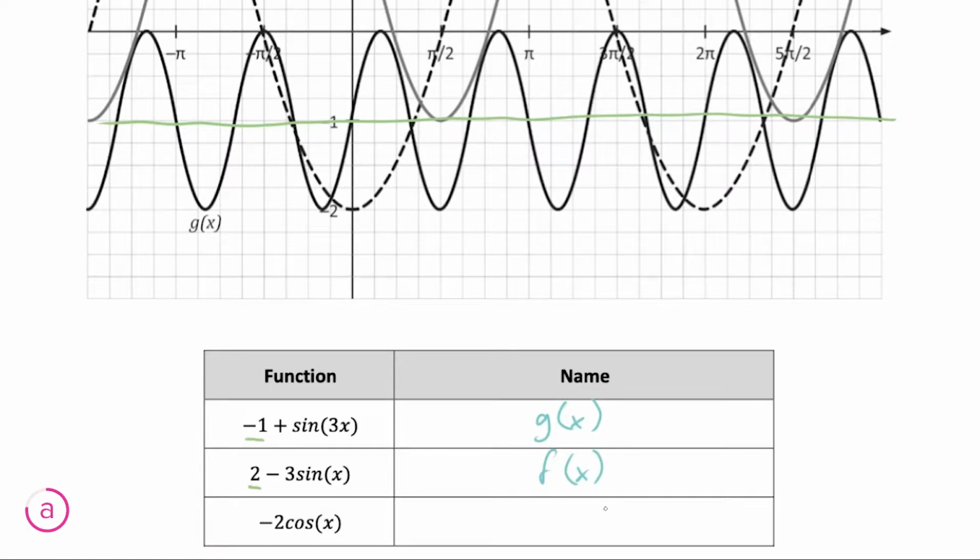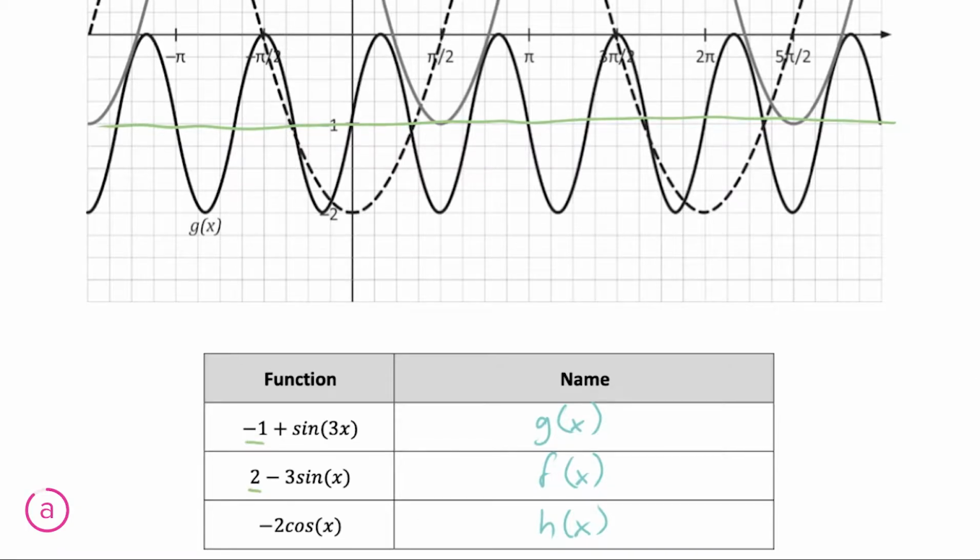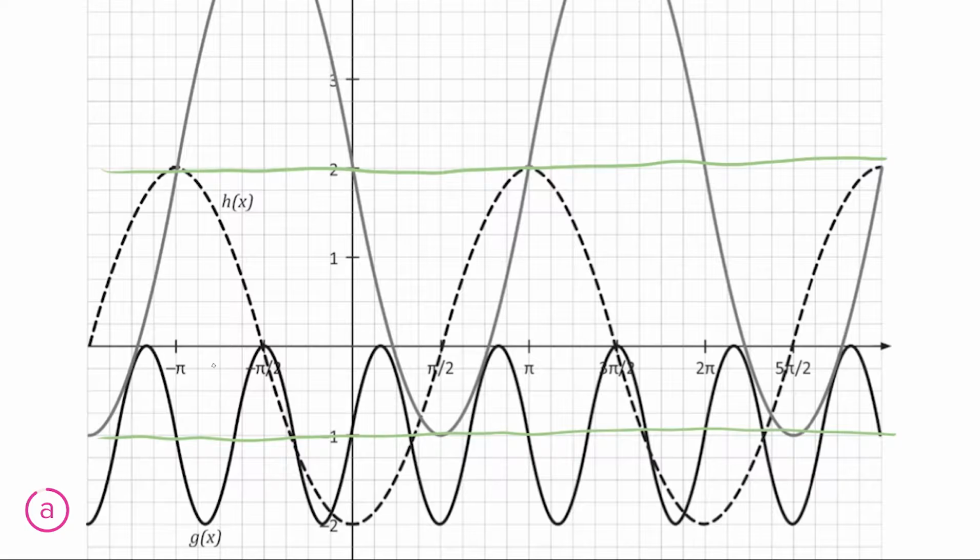Now by process of elimination, we can say that this is h of x. But again, using the center line, if you needed to prove it to yourself, there's no number out front here, which means the center line is at 0. And as we can see here, the only graph with a center line at 0 is h of x.